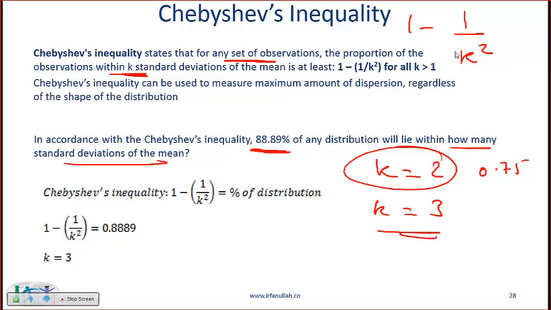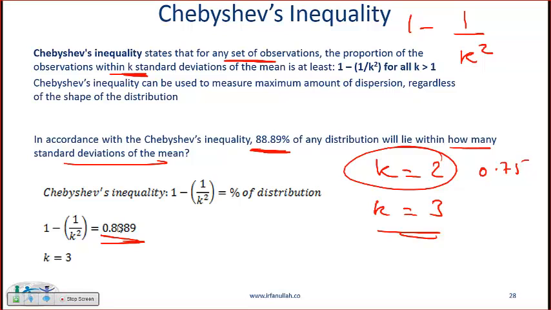And if k is 3, then you have 1 minus 1 over 9, and that gives you this number. So this says that 88.89% of your data will always be within 3 standard deviations. Or the more precise way of saying it is that at least 88.89% of your data will be within 3 standard deviations of the mean. Can you have 99% of the data within 3 standard deviations? Of course you can. In fact, if the distribution is normal, then you do have about 99% of the data within 3 standard deviations of the mean.